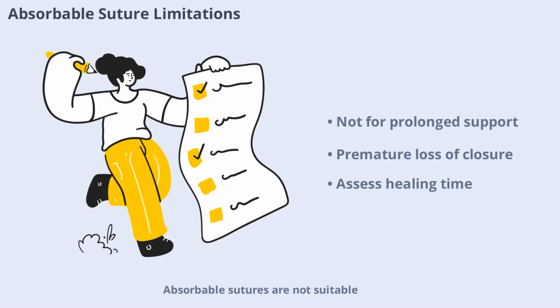Absorbable sutures are not suitable for tissues requiring prolonged support, as they lose their strength within 60 days. Their degradation can sometimes lead to premature loss of wound closure, especially in areas under tension. Surgeons must assess healing time and tissue requirements to avoid complications.